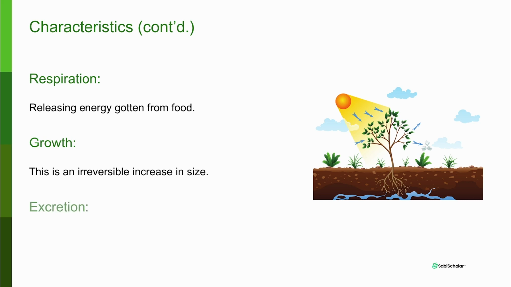We now move over to excretion. Excretion is the process by which living organisms remove waste products that are gotten from the breakdown of foods in their body. We have to remove them because sometimes they turn out to be poisonous. And even if they're not poisonous, the body is not using them, so we cannot leave them to be accumulating in the body. So we need to remove them from the body through the process called excretion.